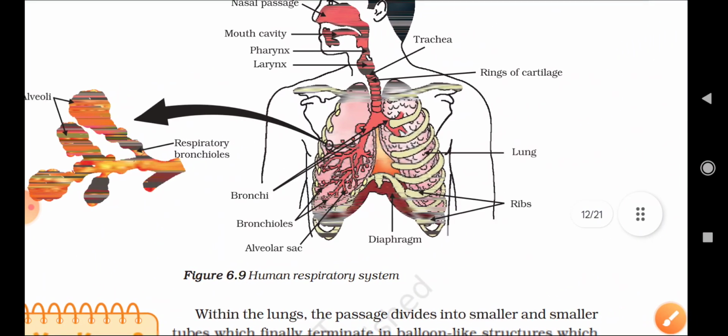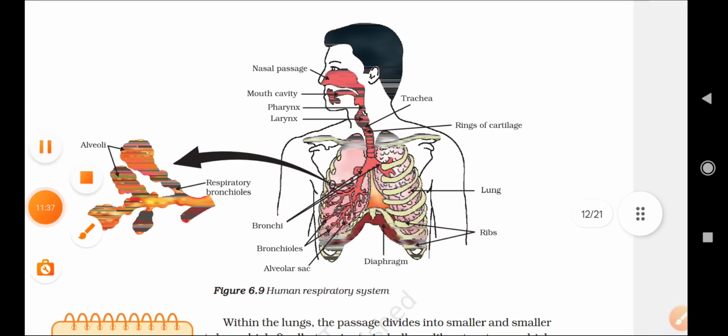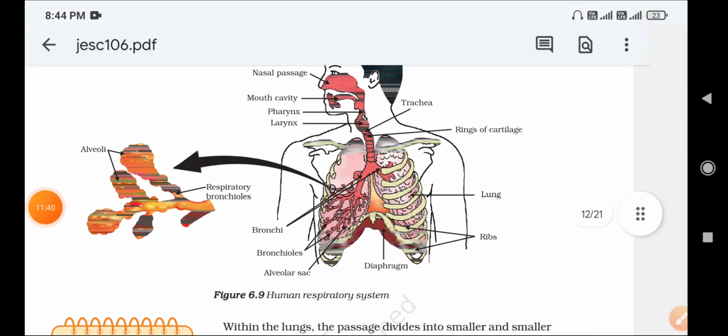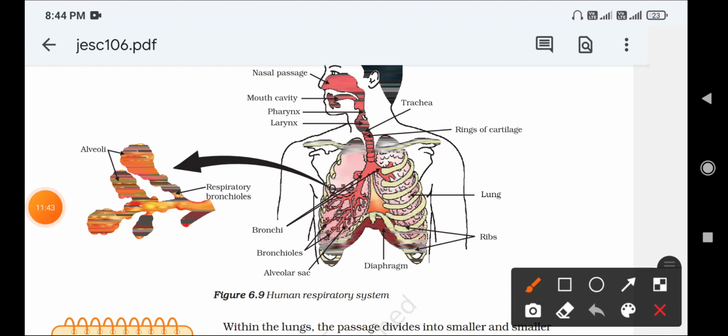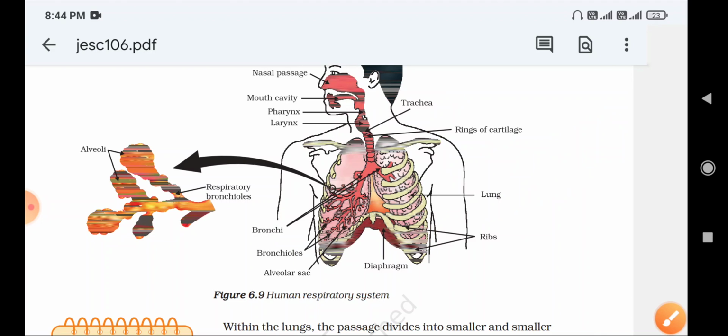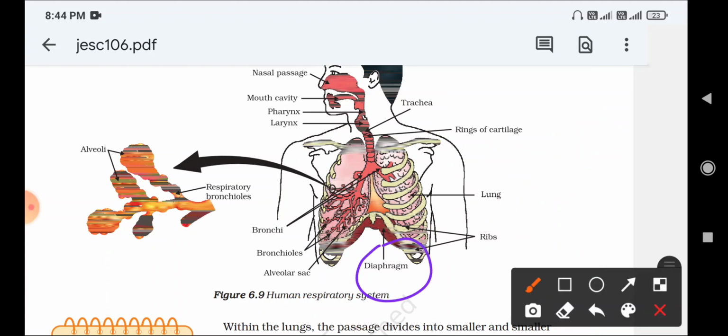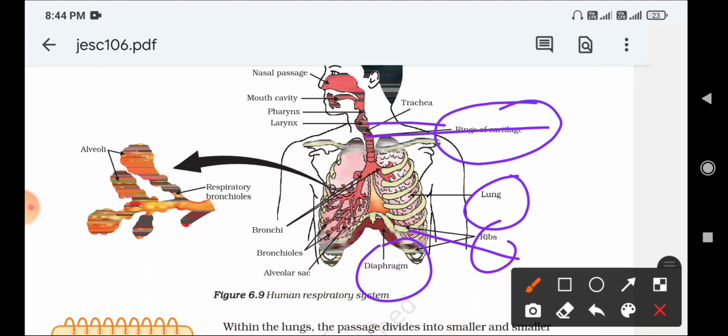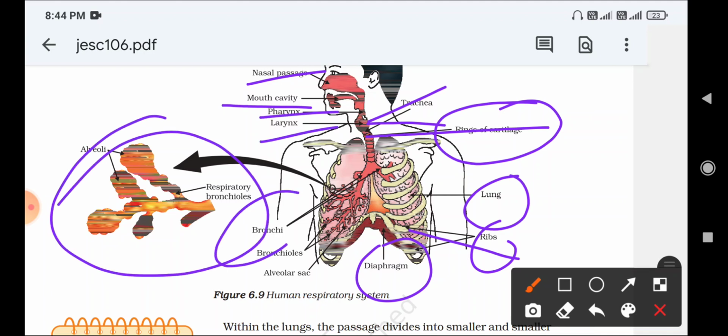This is our human respiratory system. This will be asked in your exam as a 2 mark question. So we can name the parts: the diaphragm and rib muscles, lungs, rings of cartilage, trachea, nasal cavity or nasal passage, mouth cavity, pharynx, larynx, bronchi, bronchioles, and alveolar sacs, the alveoli. These are the parts of the respiratory system.